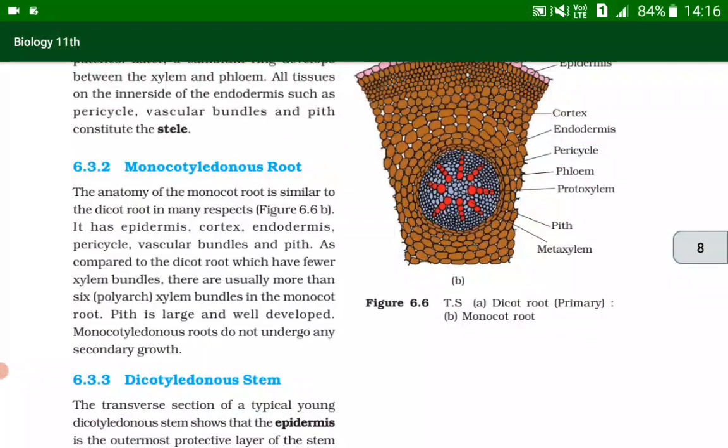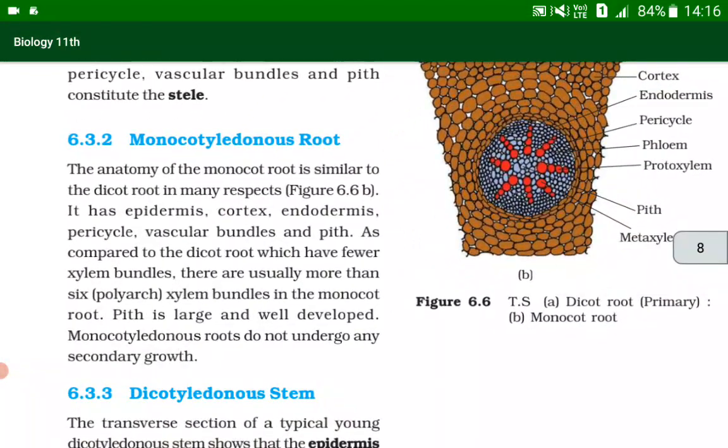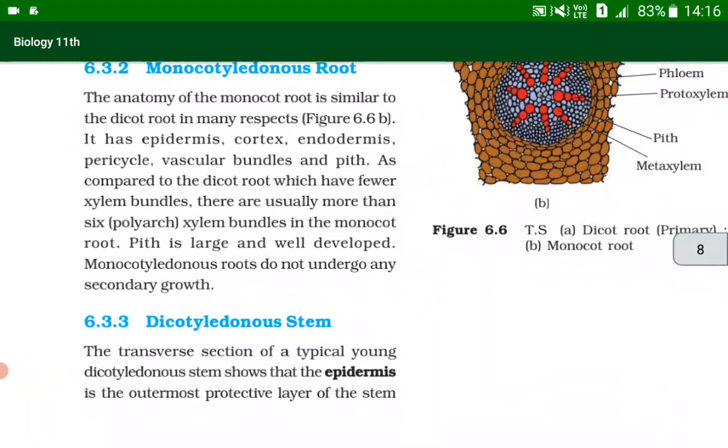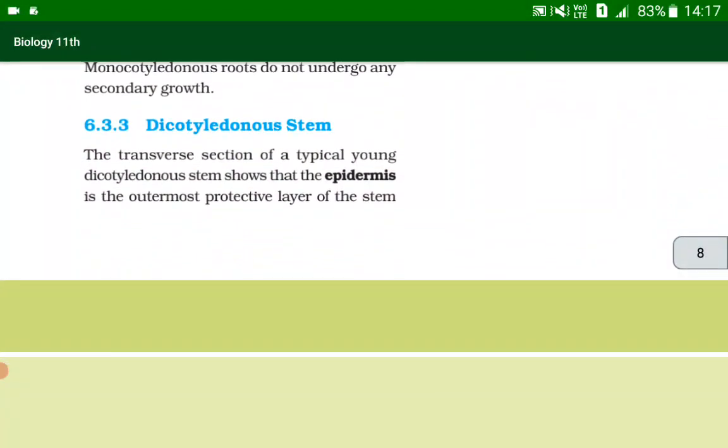6.3.2 Monocotyledonous roots. The anatomy of the monocot root is similar to the dicot root in many respects. It has epidermis, cortex, endodermis, pericycle, vascular bundles and pith. As compared to the dicot root, which has fewer xylem bundles, there are usually more than 6 polyarch xylem bundles in the monocot root. Pith is large and well developed. Monocotyledonous roots do not undergo any secondary growth.